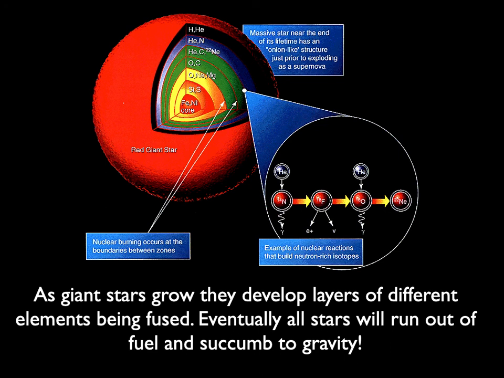Now, eventually, every star is going to run out of fuel. Every star is going to succumb to gravity. In the end, gravity always wins, right? And some of these giant stars are going to go out with a real big bang. And we'll talk about that later, big supernova explosions that are going to give us neutron stars, black holes, some really bizarre objects in space.